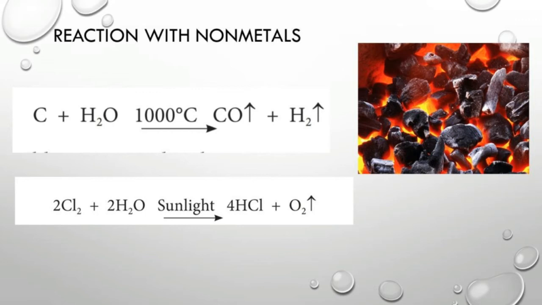Then, chlorine gas dissolves in water and produces hydrochloric acid. So, 2 molecules of chlorine gas with 2 molecules of water, in the presence of sunlight, produces 4 molecules of hydrochloric acid and oxygen gas.